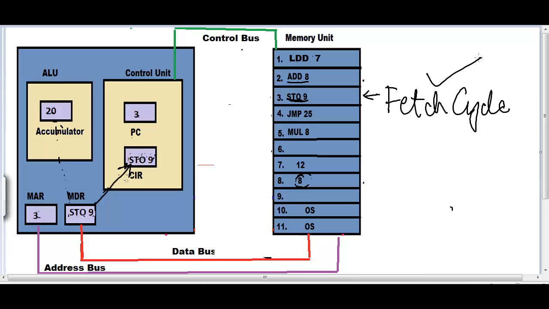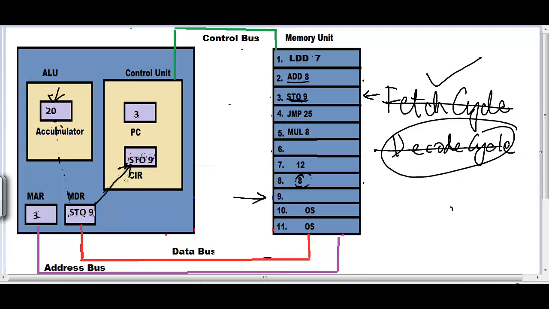Once this instruction has been decoded, it is found out that this instruction is saying: take the value that is already there in the accumulator and store this value into location number 9 in the RAM. So that is what this instruction is saying. Once the decode cycle has been completed, this instruction has been analyzed, now the execute cycle is going to begin.